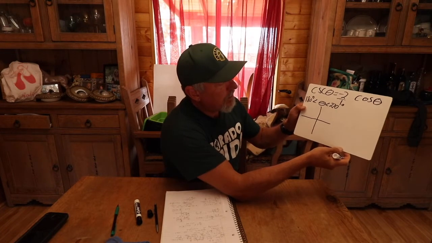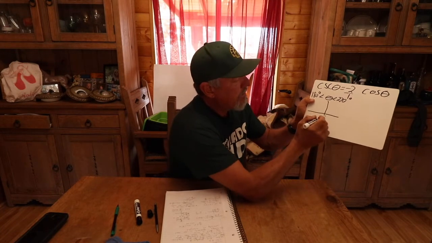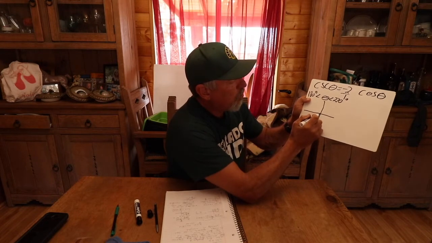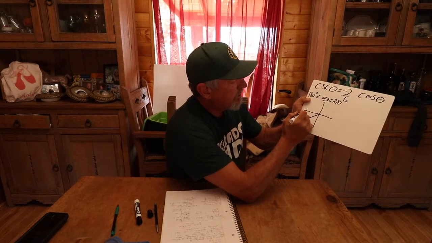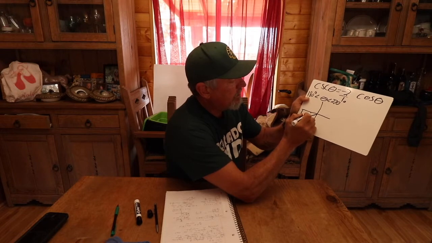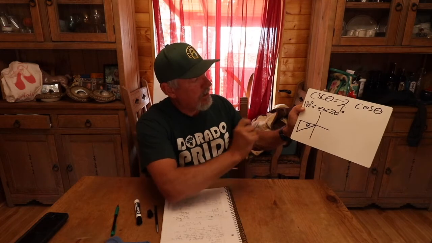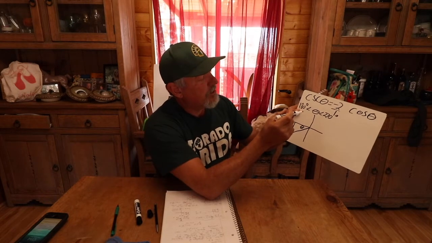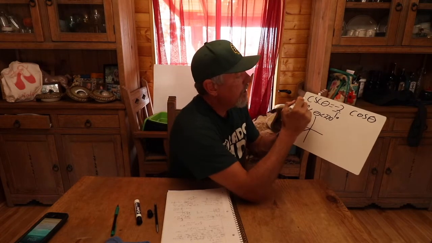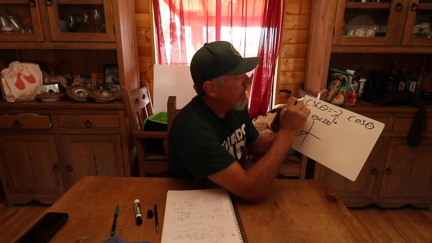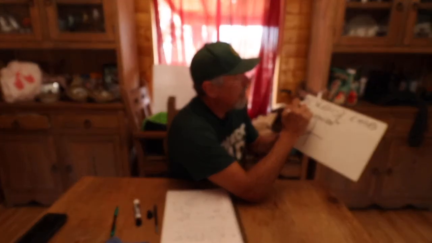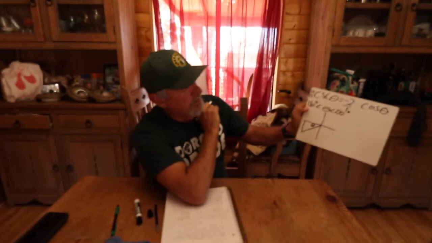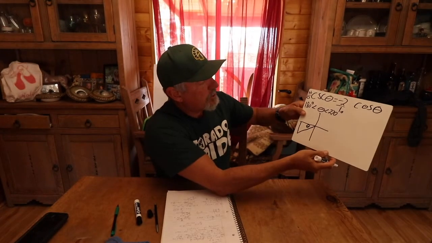Now, same step, I draw a triangle with the x-axis like this, and the angle is called theta. I'm dealing with cosecant this time. Cosecant's a partner of sine. Sine is opposite over hypotenuse. Cosecant is hypotenuse over opposite.